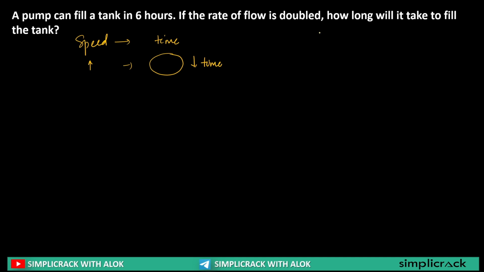For example, in order to write 2 pages of notes, one student takes 1 day. If I give this work to 2 students, they can complete the whole work within half a day, within 12 hours, because 2 students will be working on that. So that means, if I increase the speed, the time taken to complete this task will be reduced, right?